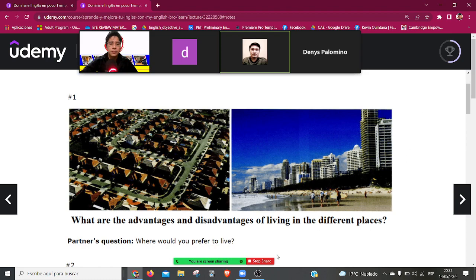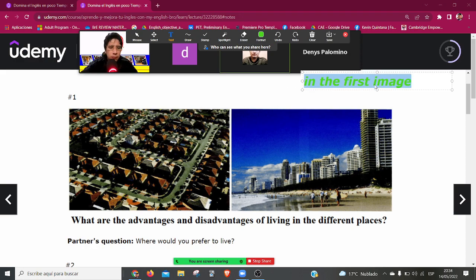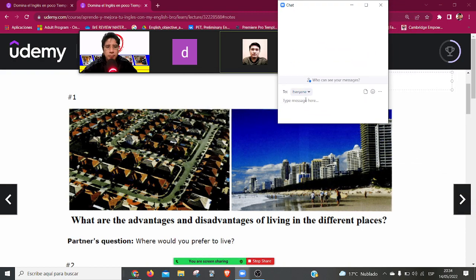Okay. Well, the first image is about an urban place. Probably there are a lot of houses. It's for families. And the second picture is about buildings near the beach. Probably it is not houses, it is apartments, or maybe some apartments for single people.